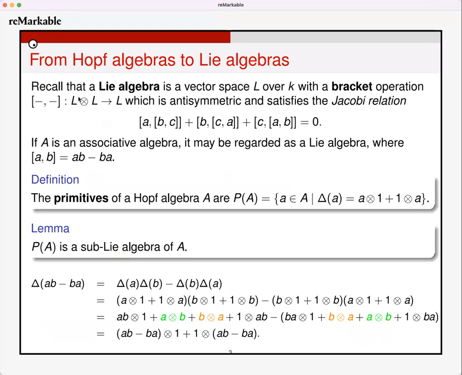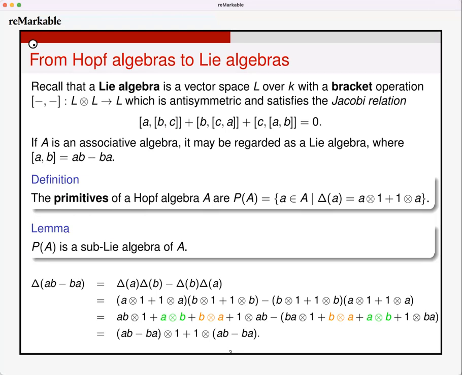So to an associative algebra, we can associate another object, which is a Lie algebra. Let me just remind you that a Lie algebra is a vector space, again over the same field K, equipped with an operation we'll call a bracket. It's a binary operation, required to be anti-symmetric. I guess in characteristic 2, it's that the bracket of something with itself is 0, which is a little bit stronger than being anti-symmetric. And it's supposed to satisfy the Jacobi relation: you take the bracket of A with the bracket of B with C, and then cyclically permute those terms and add them up, and you're supposed to get 0.